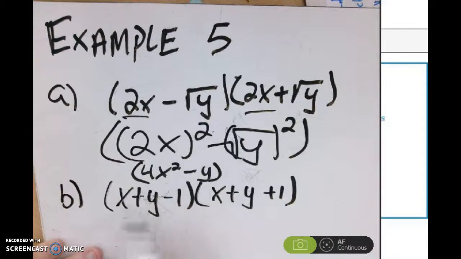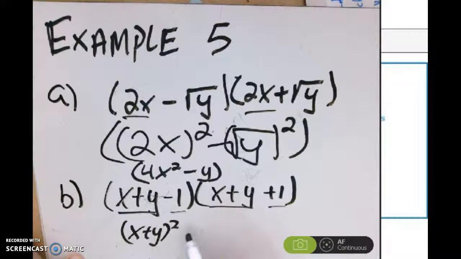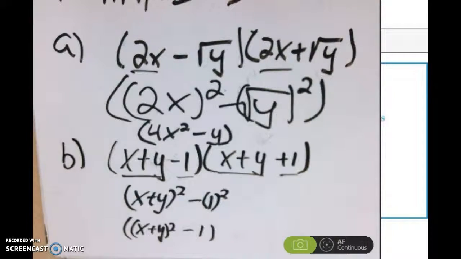Okay, and now down here it looks a lot more confusing because it has a lot more stuff, but it doesn't really have any more. We just have our two parts again. We have x plus y, minus 1, plus 1. So we'll have x plus y squared minus 1 squared, which is x plus y squared minus 1. And that will be my final answer. Sorry that fell off the screen while I was doing it.